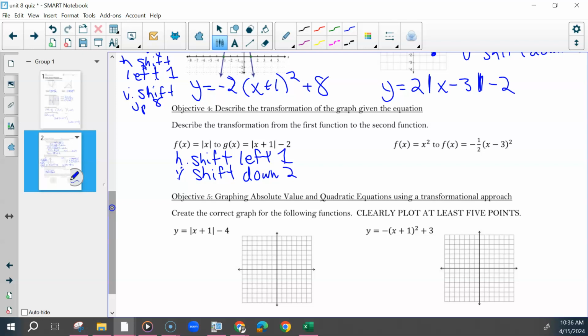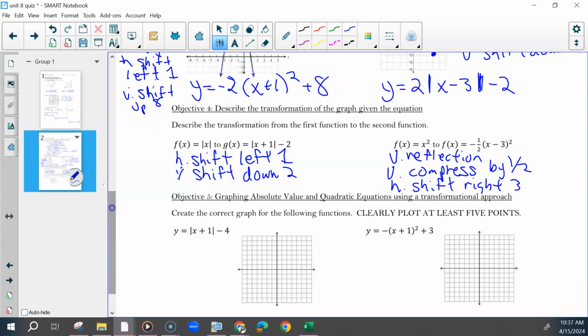For the second one, it had 3 things. The negative was a vertical reflection. Anytime you see a negative, not like this, but out front, either here or in front of x, that's a reflection. The 1/2 was a vertical compression. So we shouldn't be saying vertical compression by negative 1/2 because those are 2 different things. And then the horizontal shift, right 3. To give that total of 3 points.